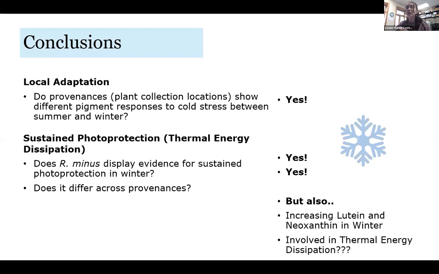So we wonder how this is involved in thermal energy dissipation, and where we go from here is getting more insight into where these pigments fit into the photoprotective system. So yes, I hope I did not go over time.